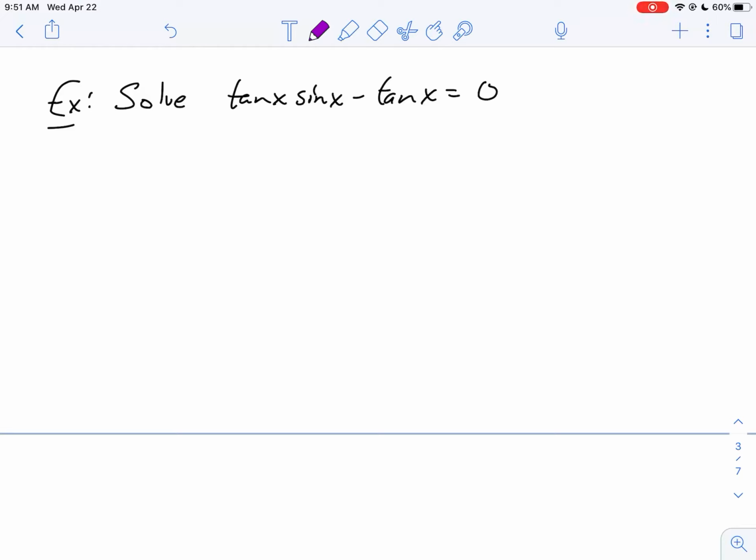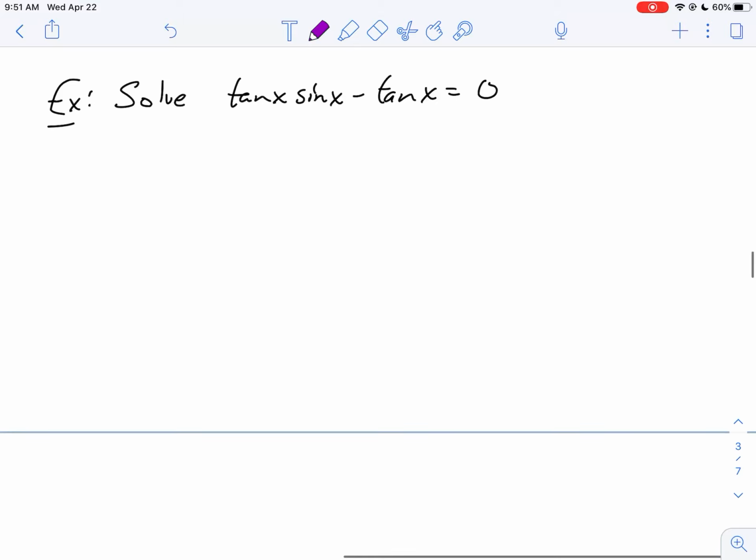Hello. We're going to solve a trig equation where we have two different trig functions involved. In the previous examples, we always just had one function and we tried to get that function by itself. But you see here we have tan and sine involved. There are several strategies. One is just to try to simplify or reduce the expression, so maybe rewrite tan as sine over cosine.